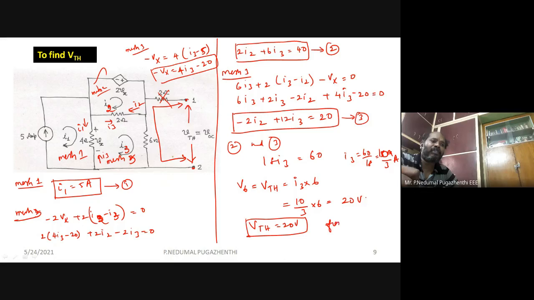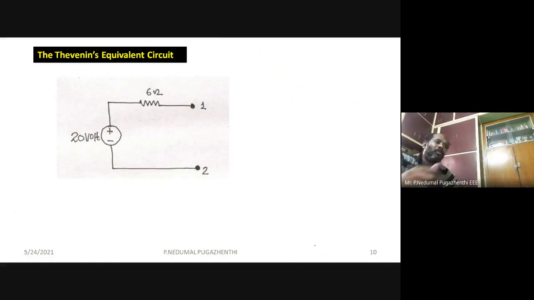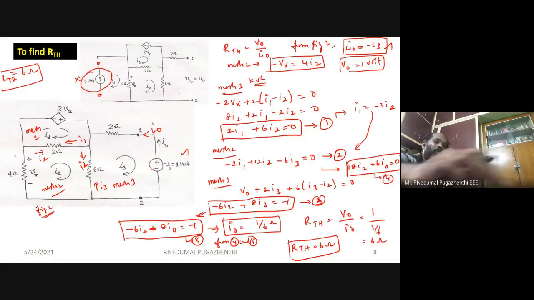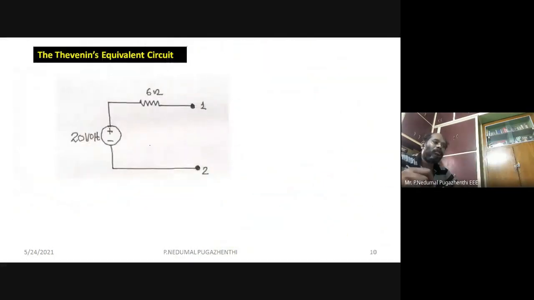From the previous slide, what I can say, RThevenin is equal to how much? RThevenin is equal to 4 ohms. So what is my equivalent circuit? My equivalent Thevenin circuit is going to be 20 volt in series with a 6 ohm resistor.